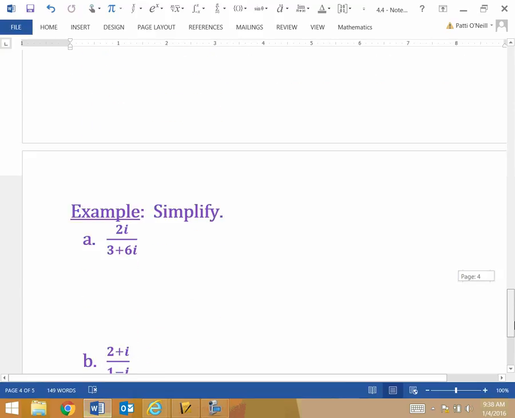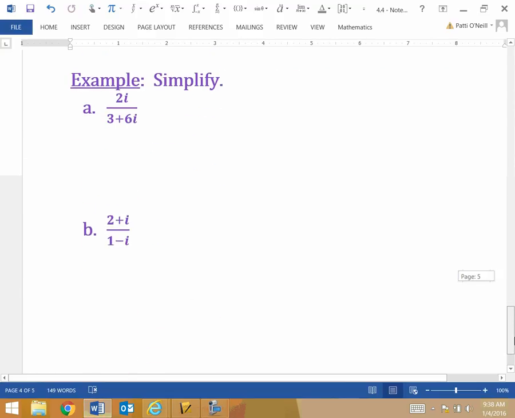Now, the last two problems that I have for you are along the same lines, except the denominator is a little bit more complex. And I say complex because there's an actual complex number in the denominator. It's not just the imaginary piece of the complex number. It's not a pure imaginary number.